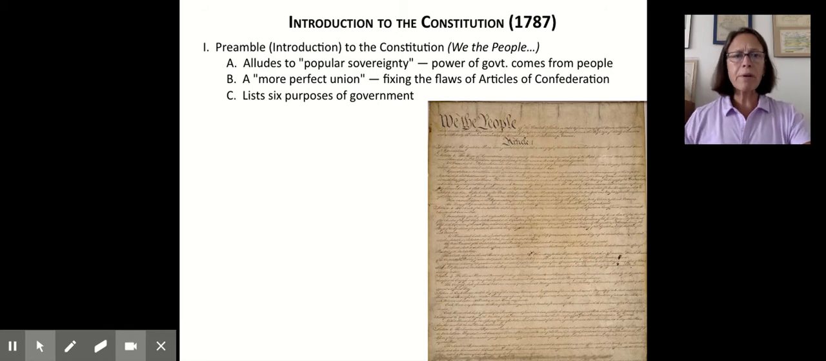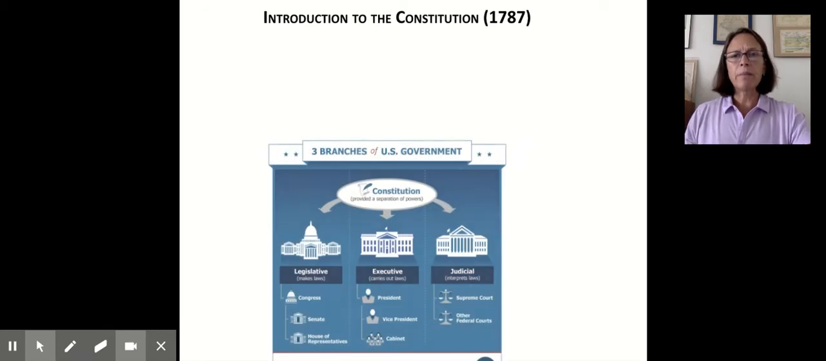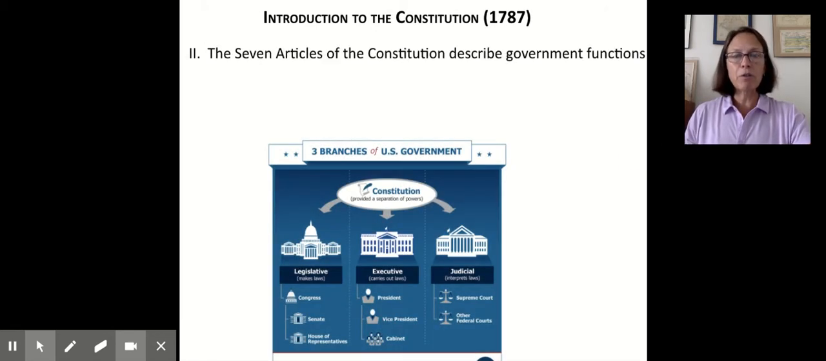From there, after the preamble, it goes into the articles. There are 7 articles. I like to think of them as chapters. So there's 7 articles or chapters in the Constitution that describe the government functions. The Constitution actually is in the back of your textbook, so you can reference it. It's about 12 pages long. And of those 12 pages, Article 1 or Chapter 1, the legislative branch, makes up 6 pages of that.